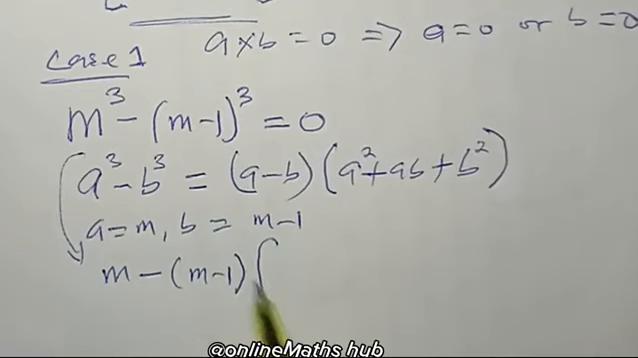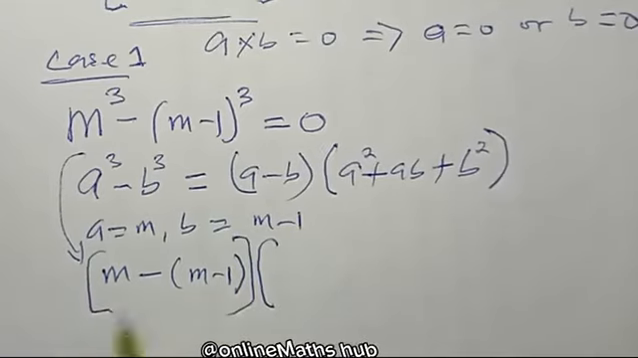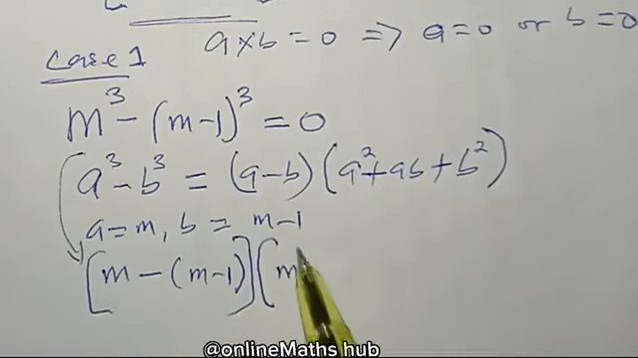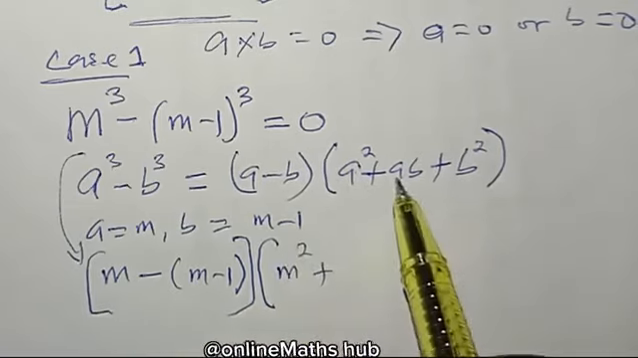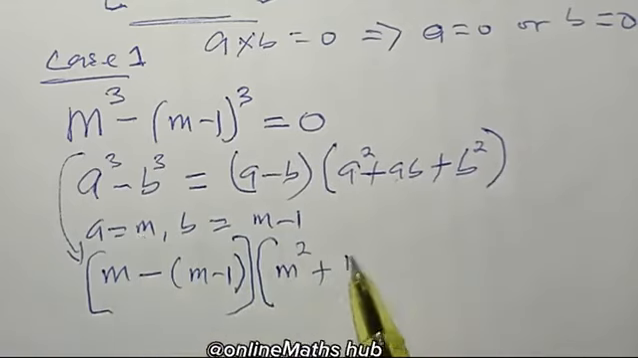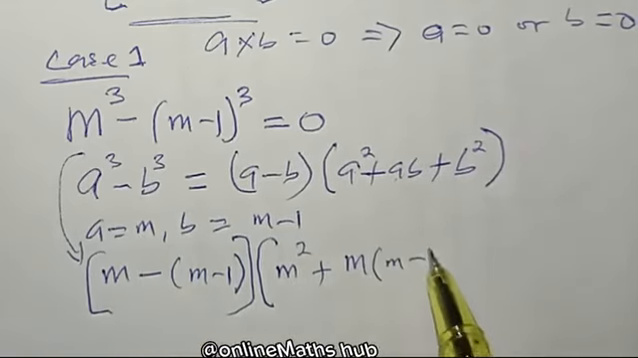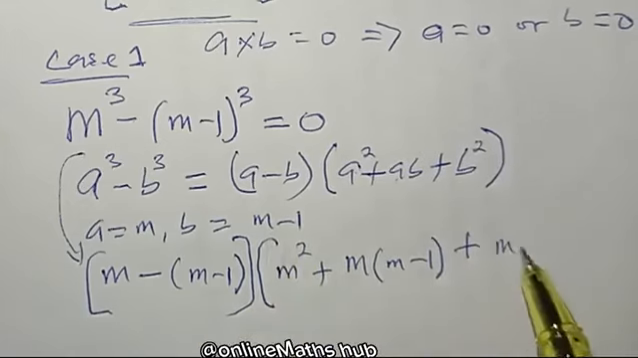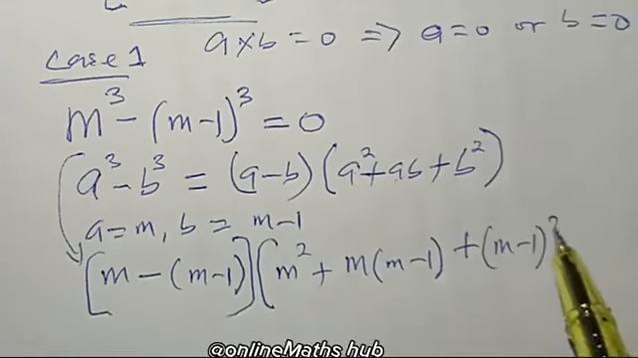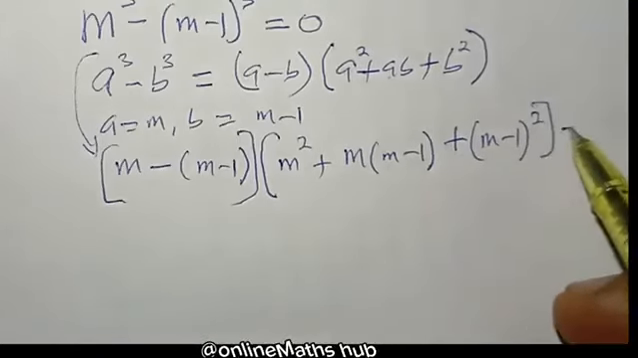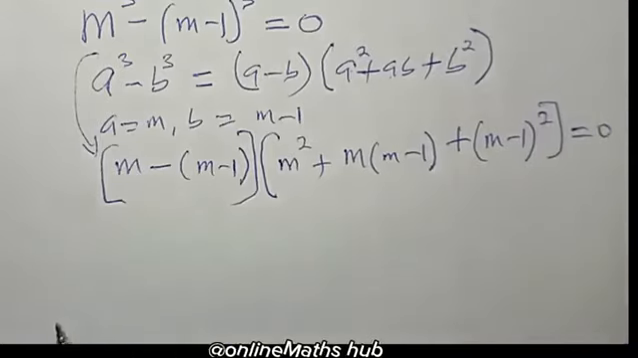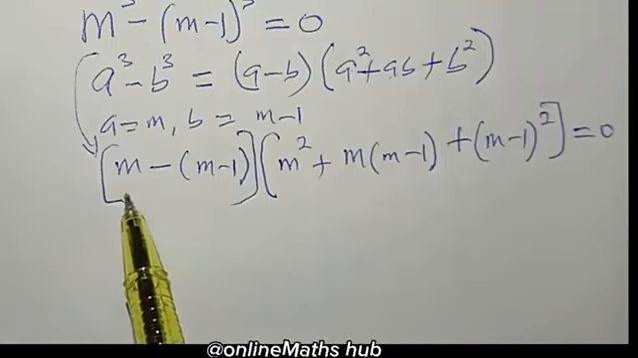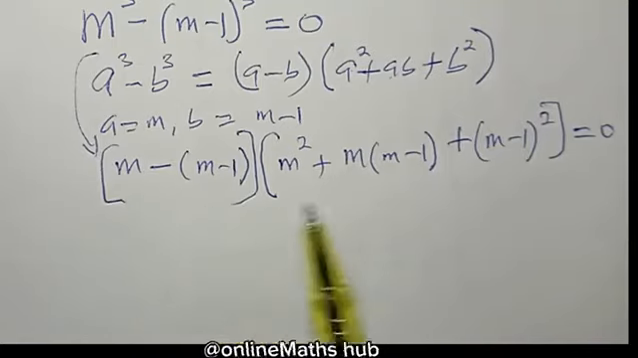Okay, and then let me still put this in big brackets, and then multiplied by a squared, which is m squared, plus ab, that is m multiplied by m minus 1, and plus b squared, which is m minus 1 all squared, equal to 0. We're also going to be using the zero product rule to simplify this, and so the first case here is what we have right here.